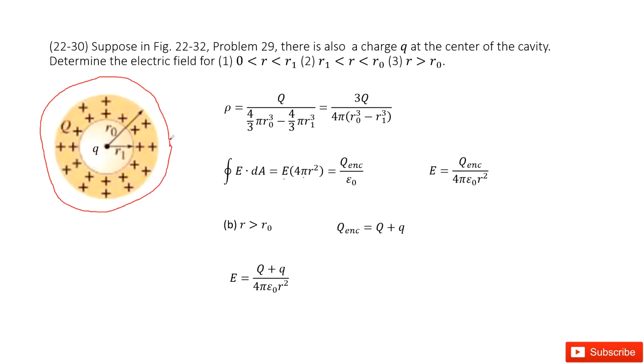Now we look at this Gaussian surface. What is the enclosed charge? The point charge q and the charge on this shell, capital Q. So add these two together, we write this as there. And then replace the enclosed charge with capital Q plus little q. We get the final answer there.